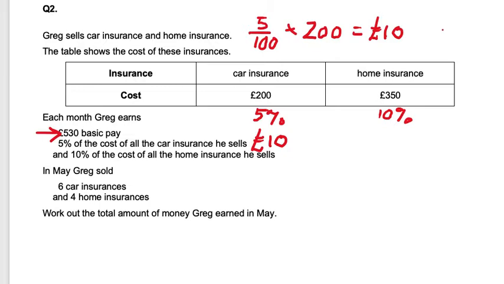Here, what we're looking at is 10% of 350. I'm going to do it down here. 10%, which is 10 divided by 100, of 350 means that for every home insurance they sell, it is £35 of income.